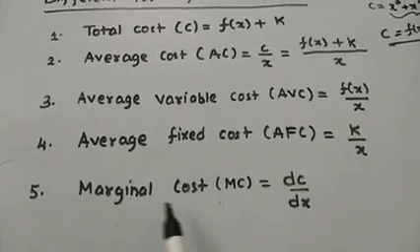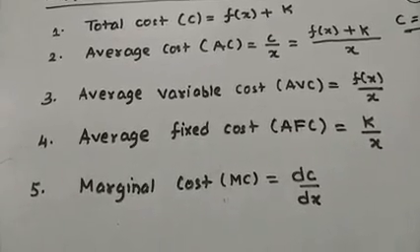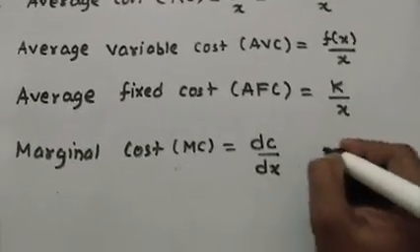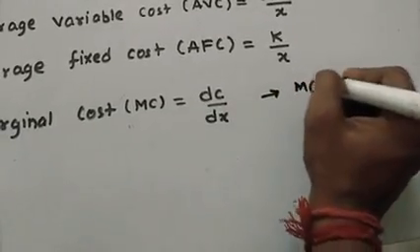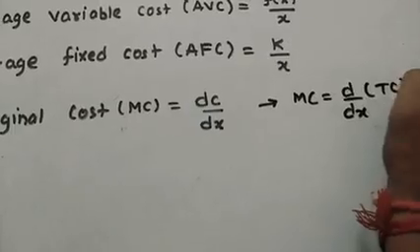And the last, marginal cost. Remember that marginal cost is a derivative of total cost. Marginal cost is the derivative of total cost with respect to the output.